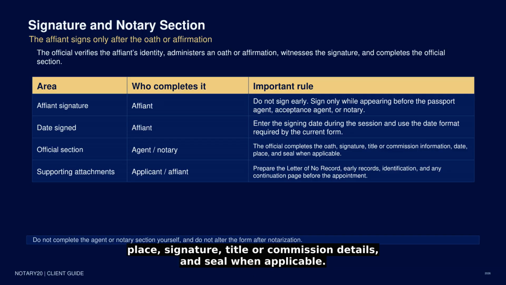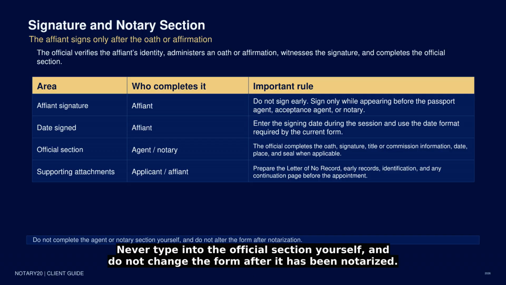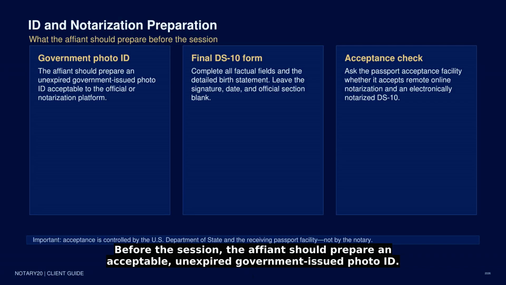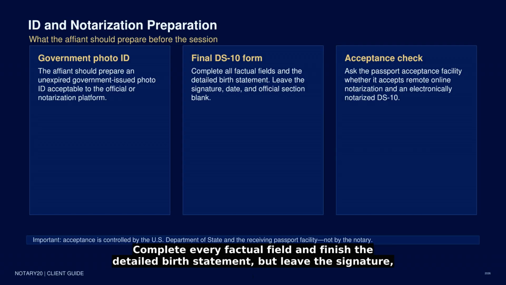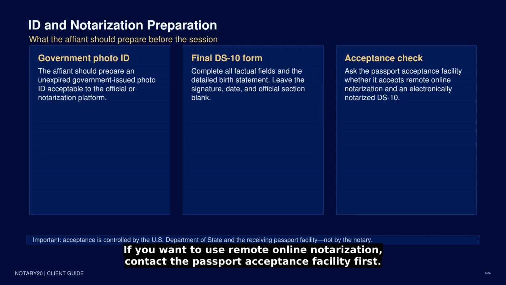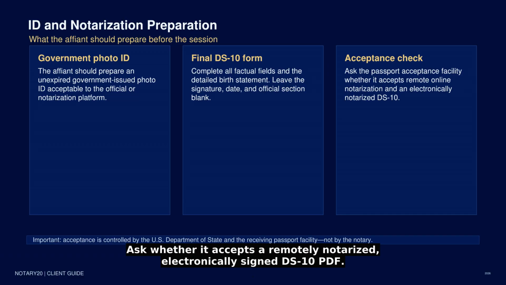Before the session, the affiant should prepare an acceptable, unexpired government-issued photo ID. Complete every factual field and finish the detailed birth statement, but leave the signature, signing date, and official section blank. If you want to use remote online notarization, contact the passport acceptance facility first. Ask whether they accept a remotely notarized, electronically signed DS-10 PDF. The Department of State and the receiving passport facility control acceptance. The notary cannot guarantee that a particular office will accept the electronic document.